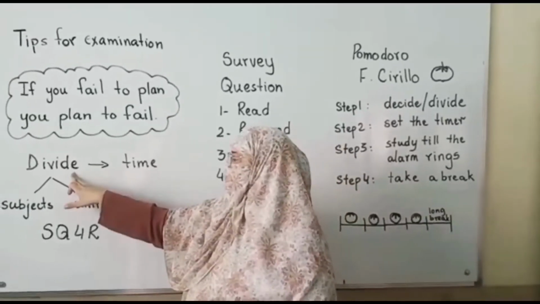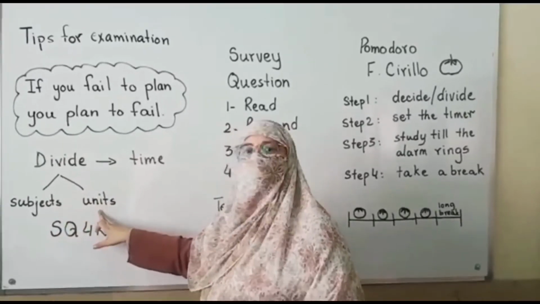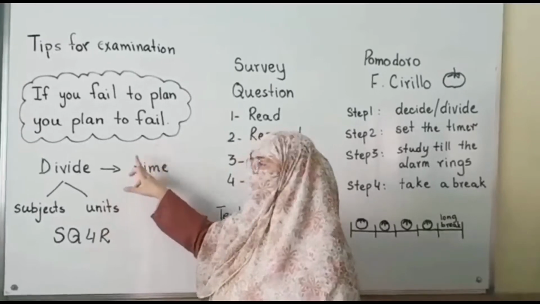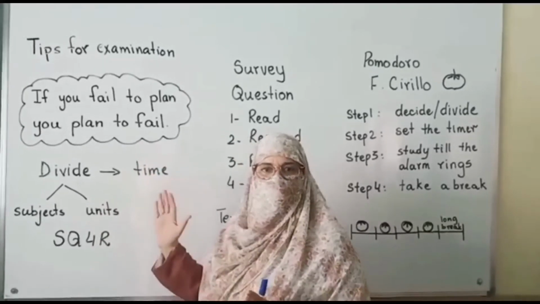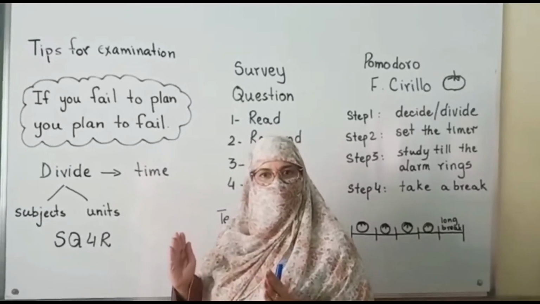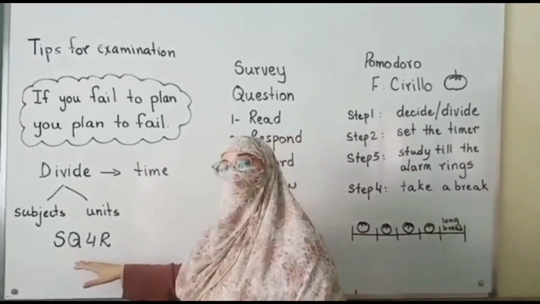You first need to divide your subjects and the units that you have to study in each subject according to the available time. So this is your planning, and then you write dates along with them, that how much time and on which day you're going to study that subject. Then how will you study?